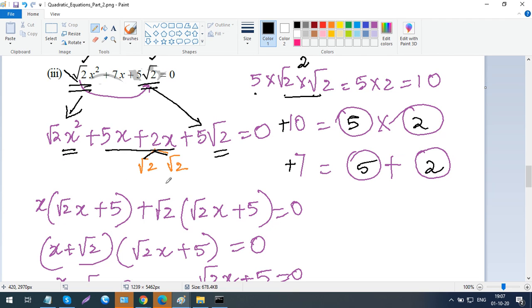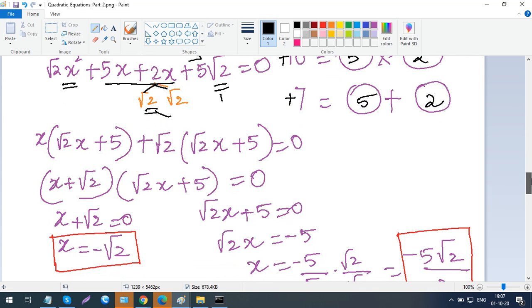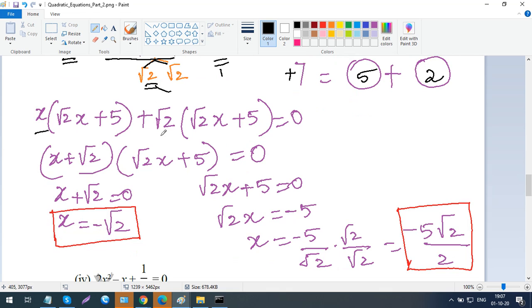Here you see, I can take out a root 2 common, because this and this are the same, and I get inside root 2 x plus 5. Now you see, what do I have? I get x plus root 2 as one term, and root 2 x plus 5 as the second term. Now I equate both of them to 0. x plus root 2 equal to 0, root 2 x plus 5 equals 0.